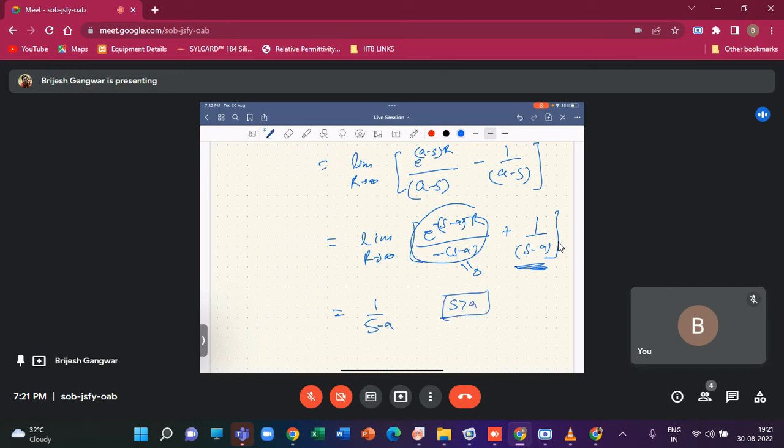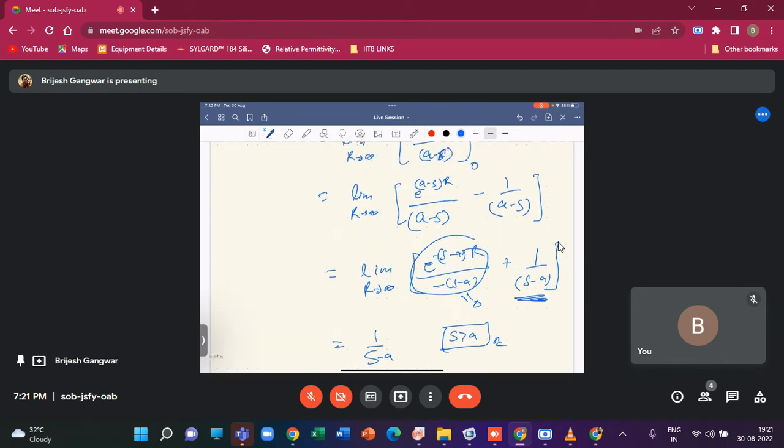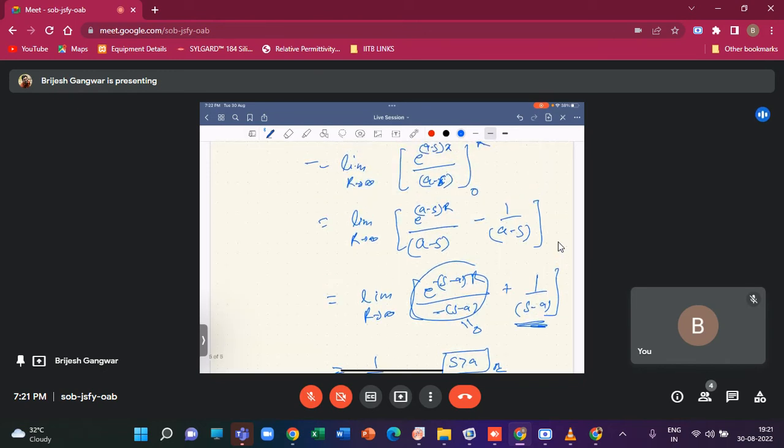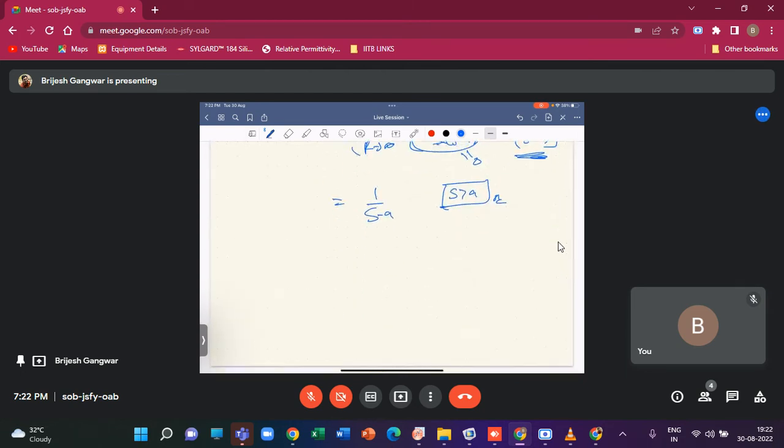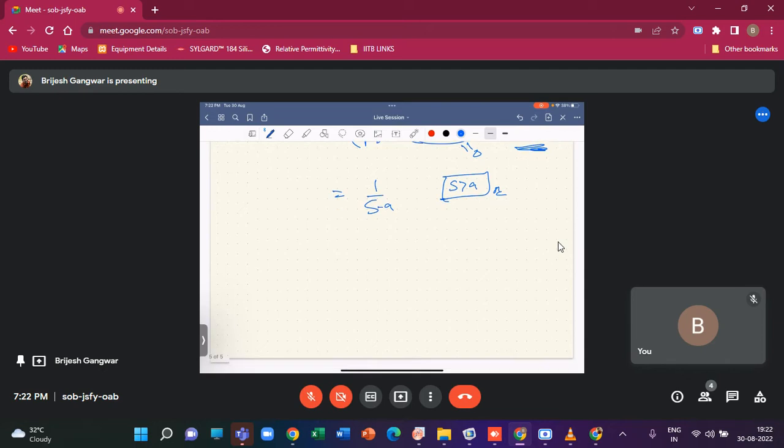Okay, so this condition is important because otherwise we cannot solve this integration, because at r equal to infinity this term will go to infinity. Any question till now?